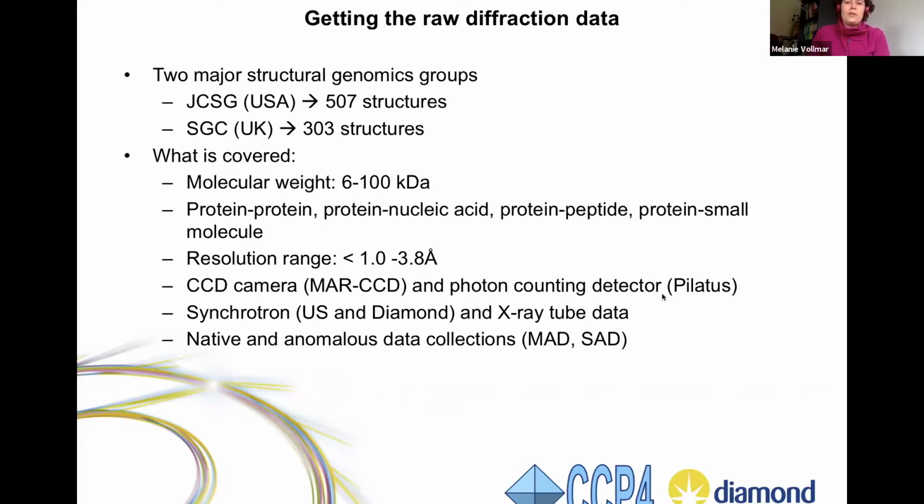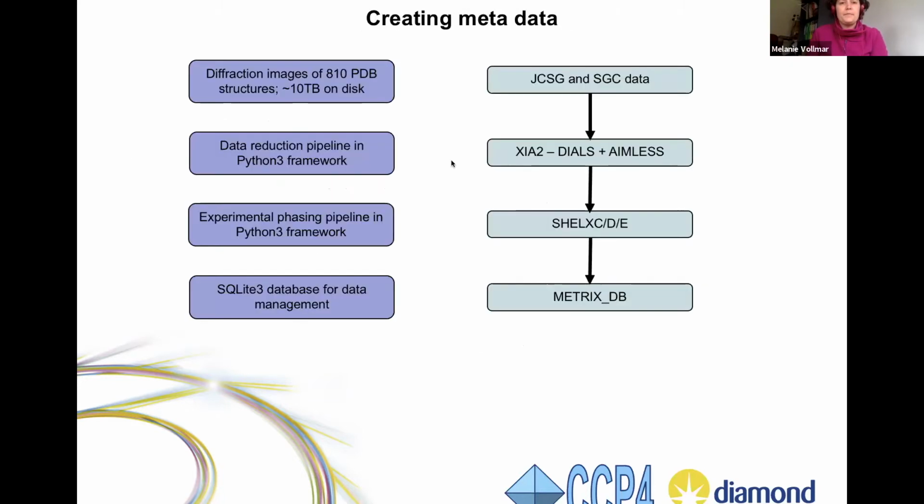It has a range of technologies in terms of detectors, X-ray sources, and also the way the phase problem was solved. So it's a whole mix of data I collected and gathered. So much so that I had to ask for additional disk space. The whole bunch of the 810 structures amounts to about 10 terabytes of data, which was no longer available in our standard storage space. So I had to buy a separate storage space.